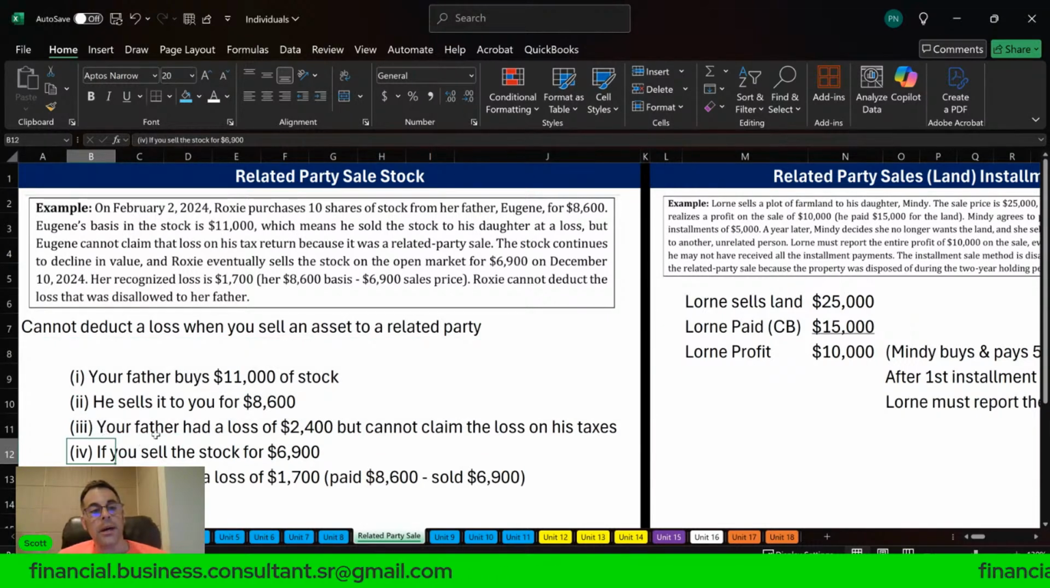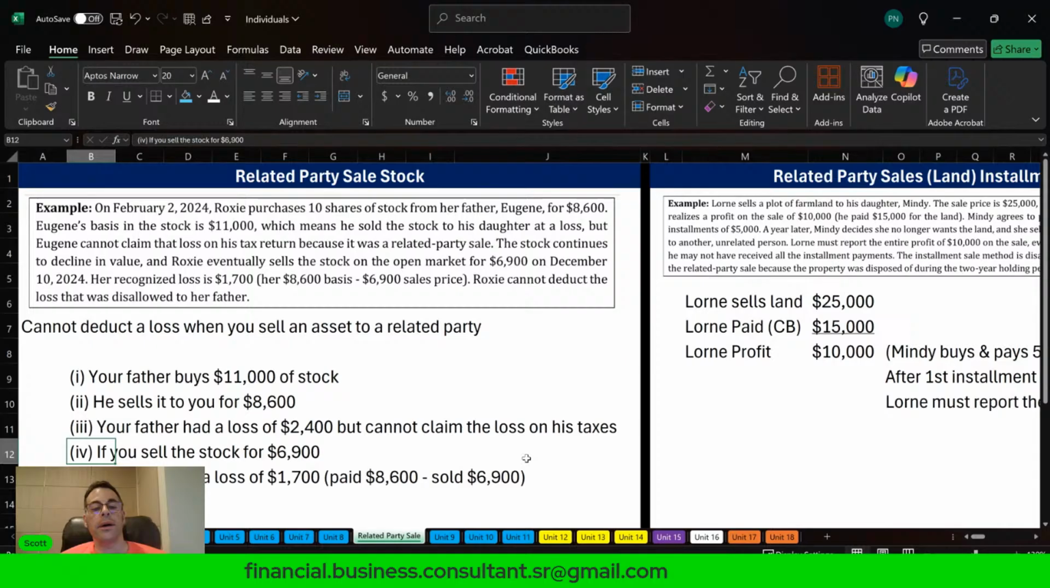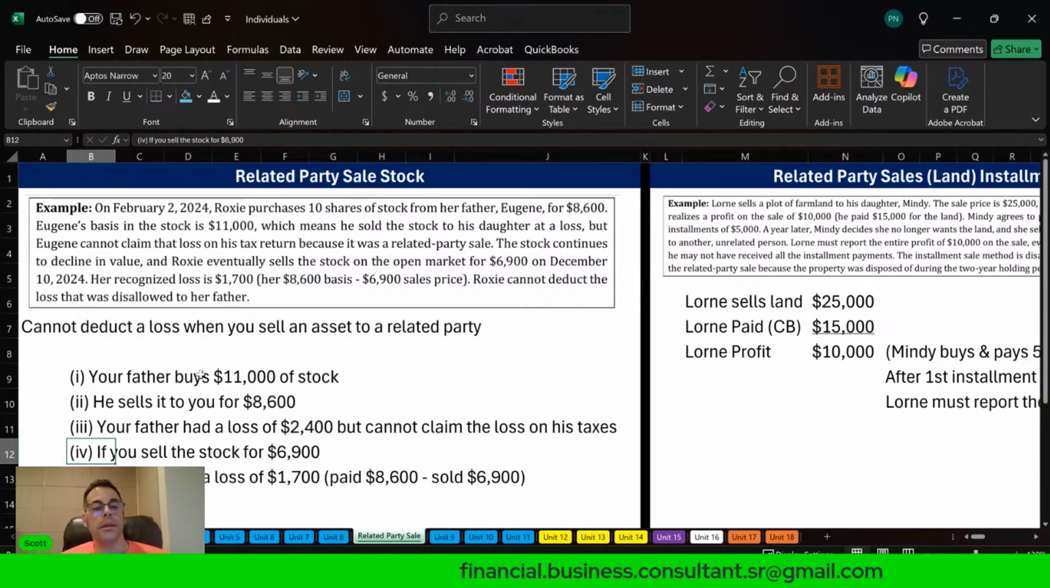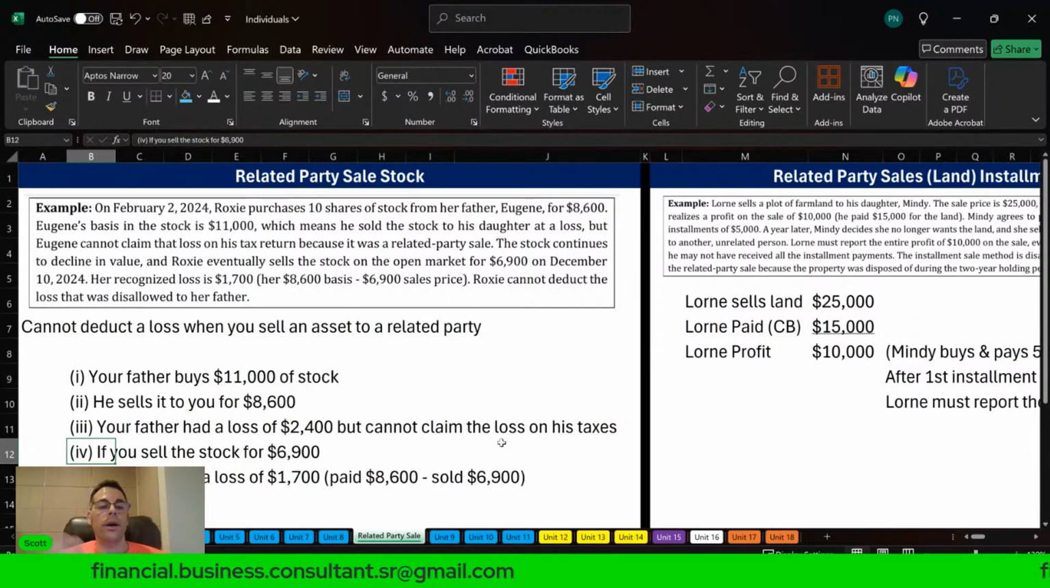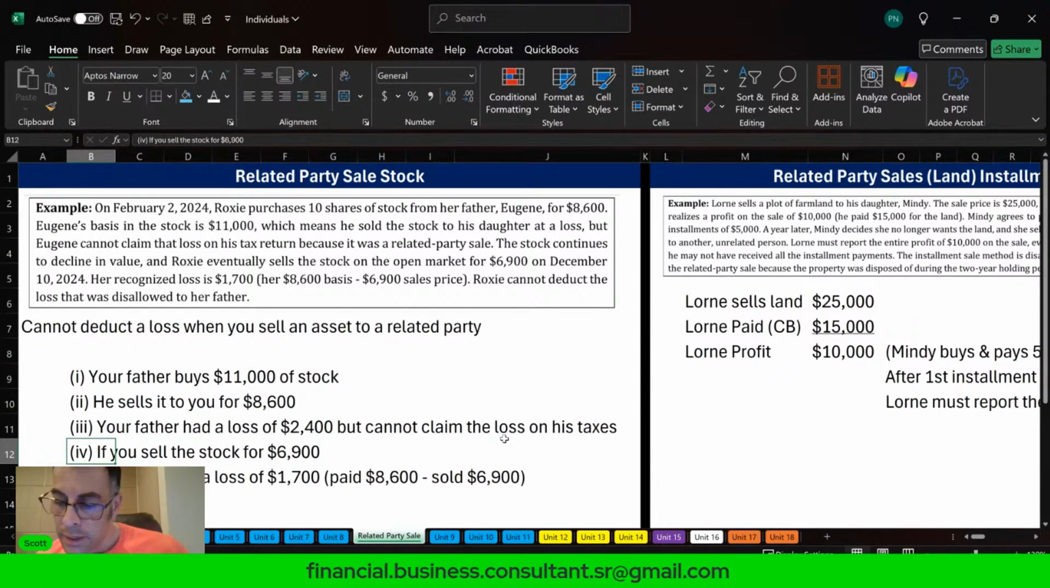Now, if you sell the stock for $6,900, you can claim a loss of $1,700. You paid $8,600 and you sold it for $6,900, but his original cost basis of $11,000 is gone. You can't use his cost basis, because if you did, the $11,000 and you sold it for $6,900, you'd have a $4,100 loss. They're trying to get people away from doing things.